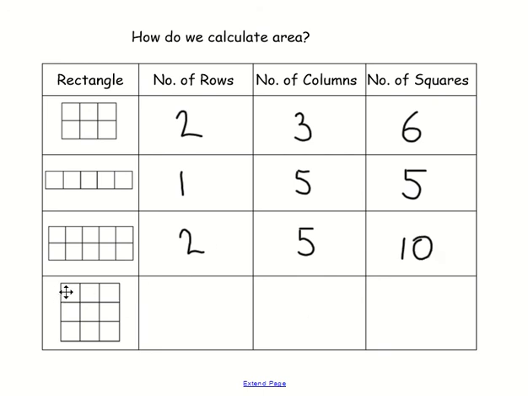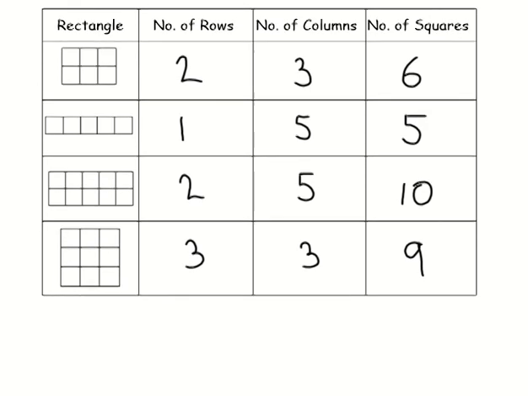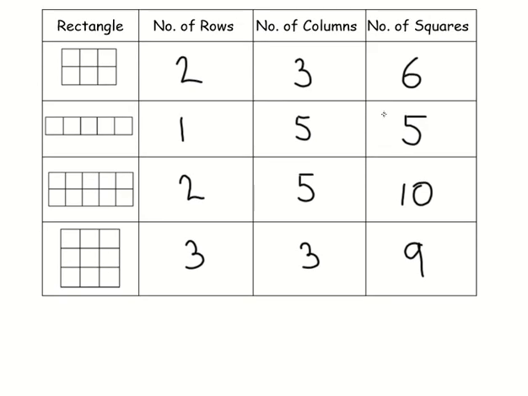And the last one, which is a square actually, we have 3 rows and 3 columns. But overall, if we count the number of squares we have, 1, 2, 3, 4, 5, 6, 7, 8, 9 squares. Okay. And this is just a wee exercise to see if you can spot the relationship between the area, which is the number of squares in total that make up the shape, and the number of rows and columns that make up that shape.